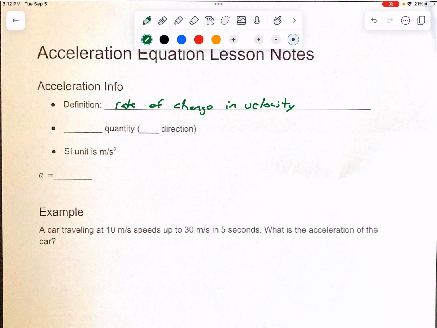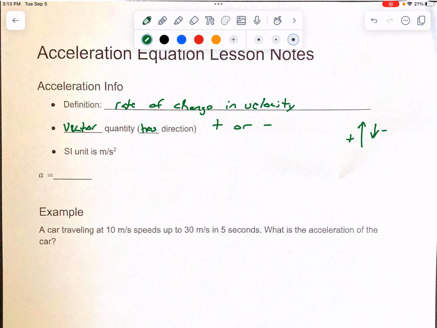Now that could be speeding up, slowing down. The point is that you are changing your velocity. Now that is going to be a vector quantity. Remember, a vector is something that has direction. So acceleration can be positive or negative, meaning it can be going forward, backwards. If I have a positive velocity, so let's say my velocity is going this way and it's positive, and your acceleration is this way, meaning negative, that means it's slowing you down. So when you see a positive or negative, that is an indication of direction.